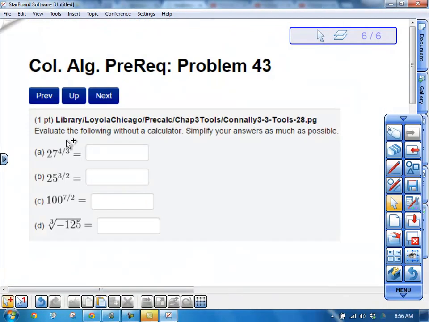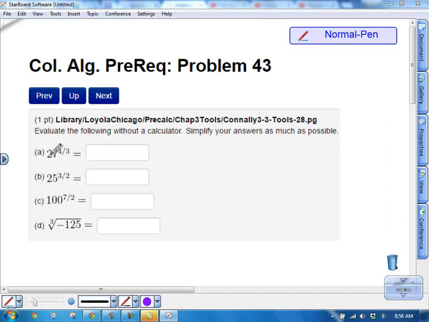So it says evaluate the following expression without a calculator. So we're going to have to try to do this without a calculator. All right, so 27 to the 4/3. This denominator right here is really a cube root, keep in mind. So 27 cube root, let's do that first. That gives us 3. And then we can do 3 to the 4th.